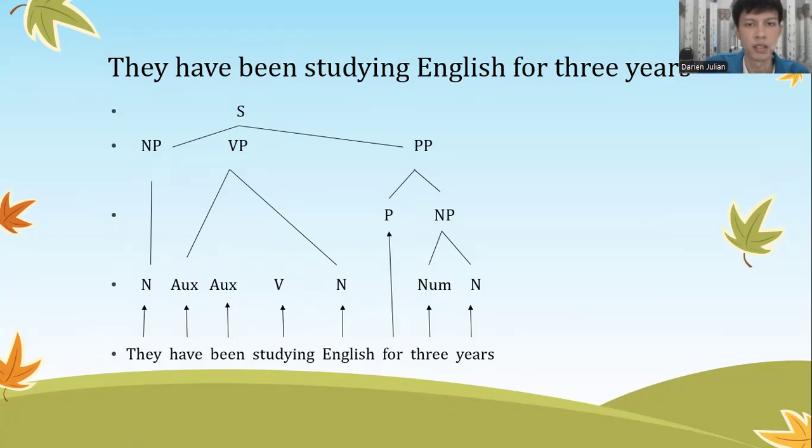Next is: They have been studying English for 3 years. "They" is a noun phrase. "Have" is an auxiliary, "been" is an auxiliary, "studying" is a verb, "English" is a noun. Have been studying English is a verb phrase. "For" is a preposition, "3" is a number, "years" is a noun. 3 years is a noun phrase. For 3 years is a prepositional phrase. They have been studying English for 3 years is the sentence.